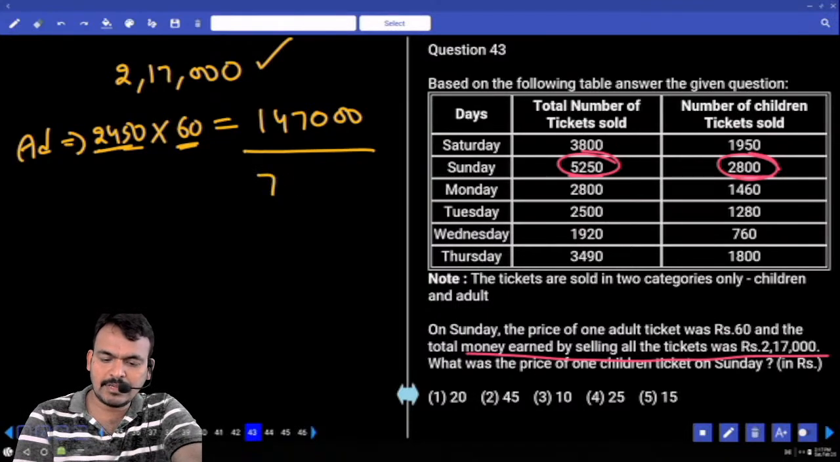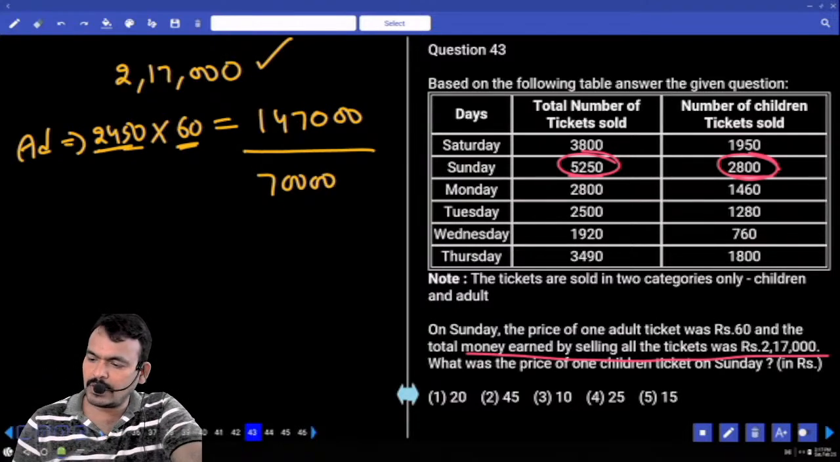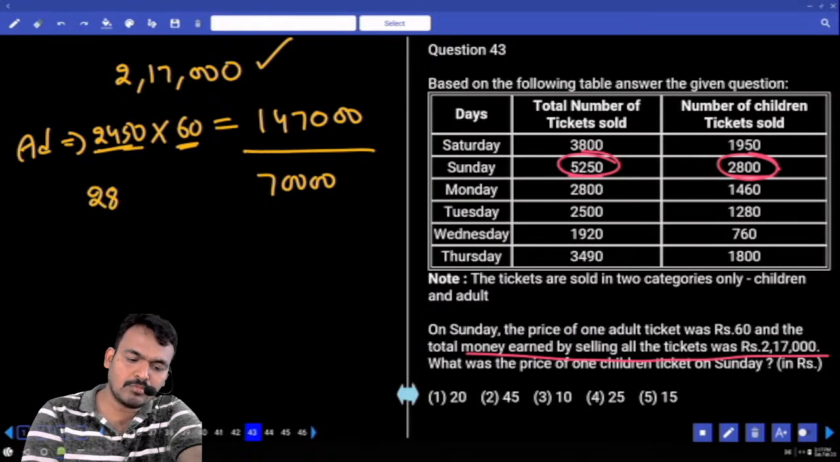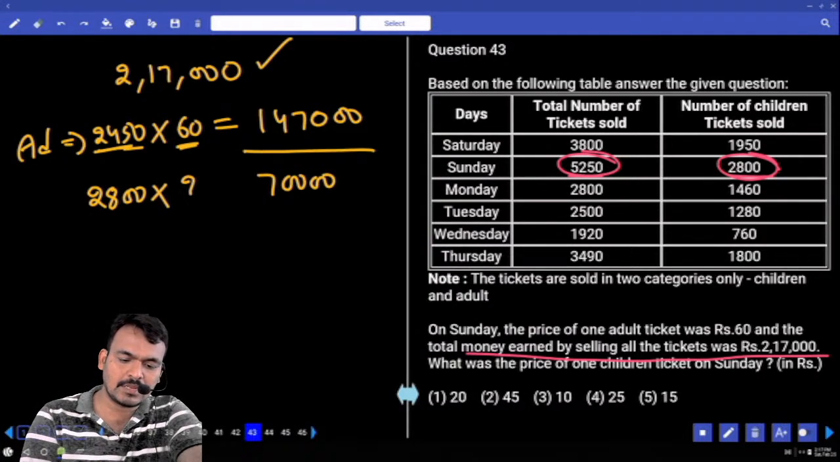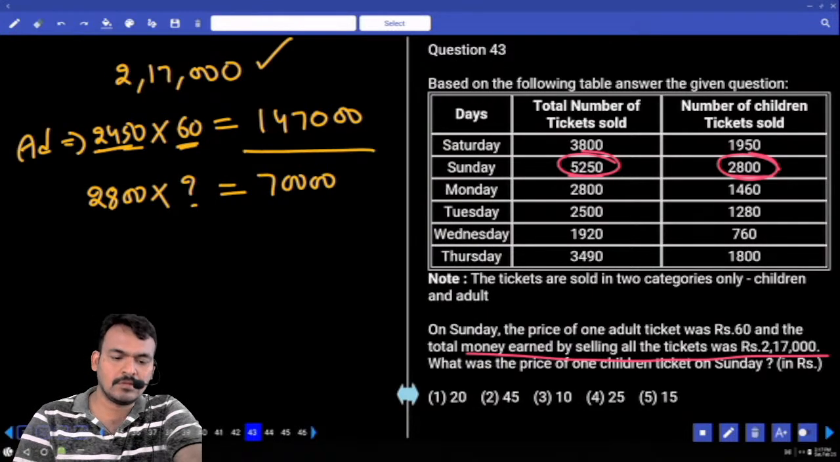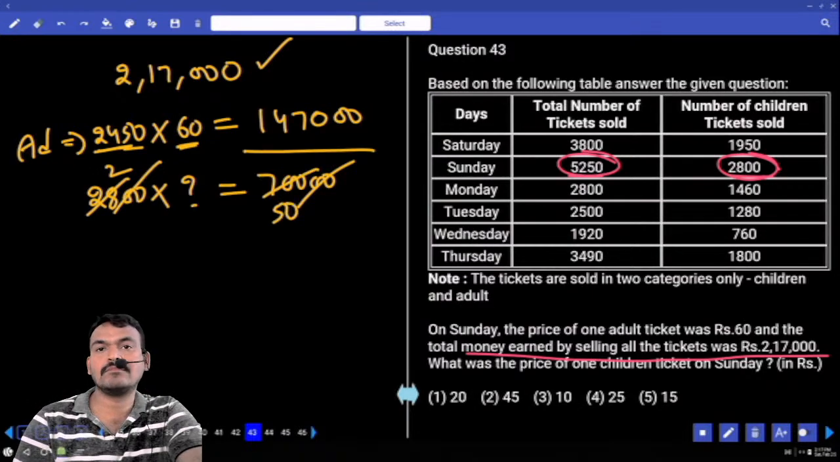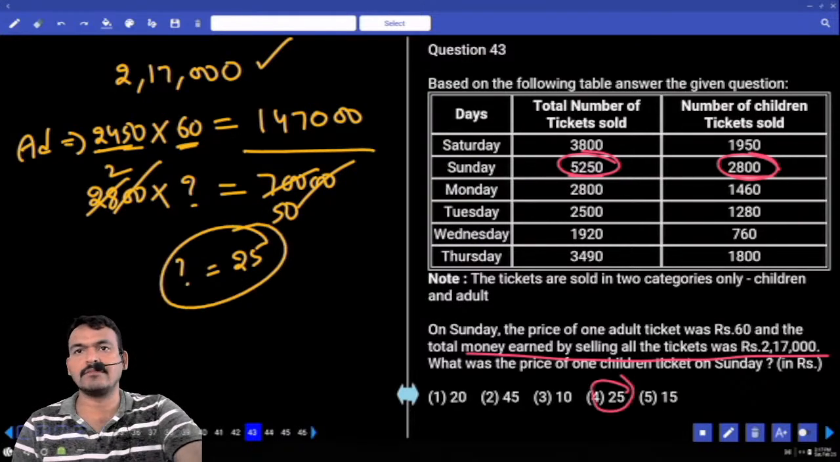That 70,000 is received from children. What is the number of children? 2,800. Suppose we consider every person's ticket as some rupees. That is equal to 70,000. Both sides zeros are cancelled. 14 twos are 28, 14 how many times? 50 times. Then the ticket price is equal to 25. Every children ticket is 25 rupees.